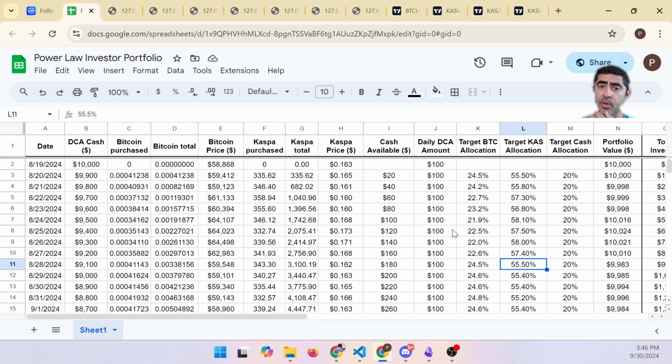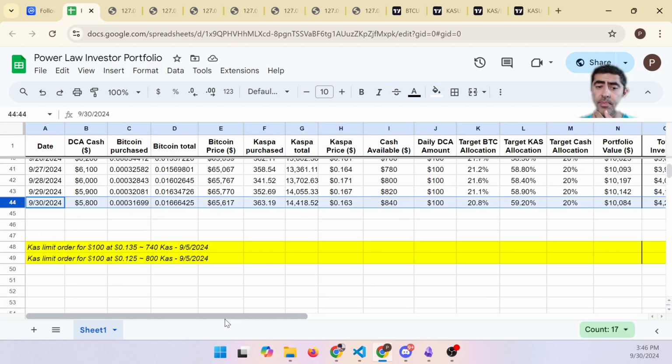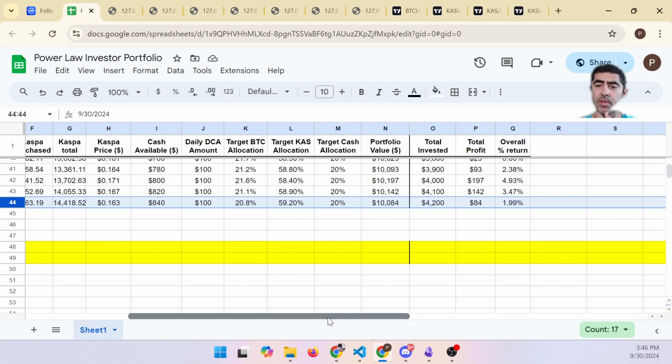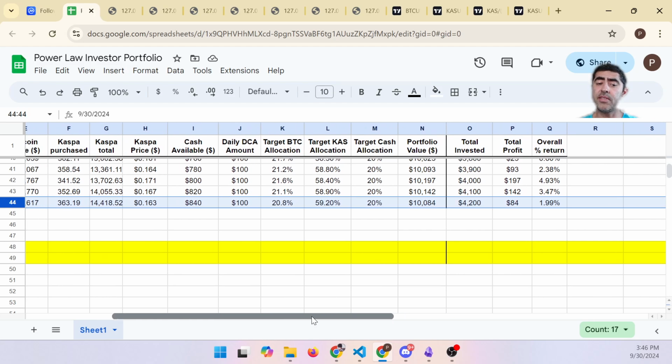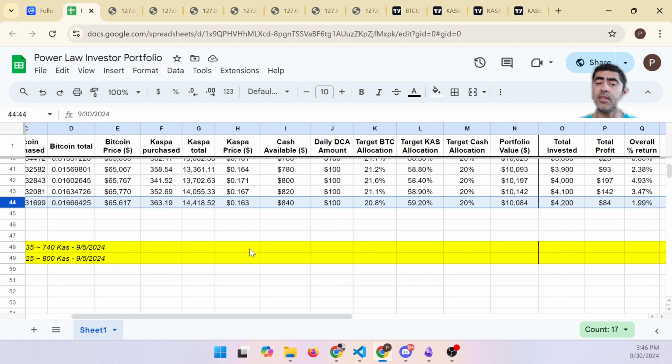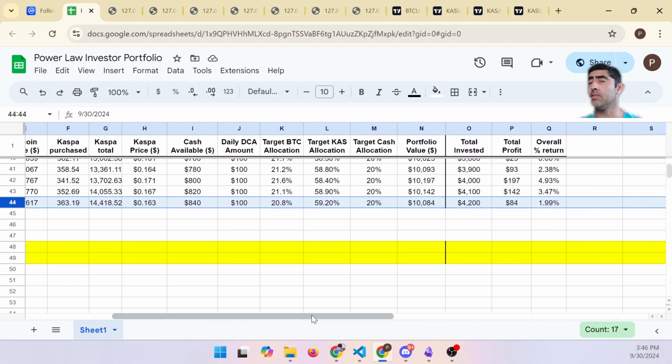And if you've been following this, we've been doing this starting on the 19th, so it's been a little over a month at this point. And the performance has been reasonable. We're still positive. We don't have massive gains, but we have made some, primarily on the Bitcoin side. The Kaspa price hasn't moved quite as much, but you can see following this strategy allows us to buy more when the price is low and buy less when the price is high, and shifts between the two.